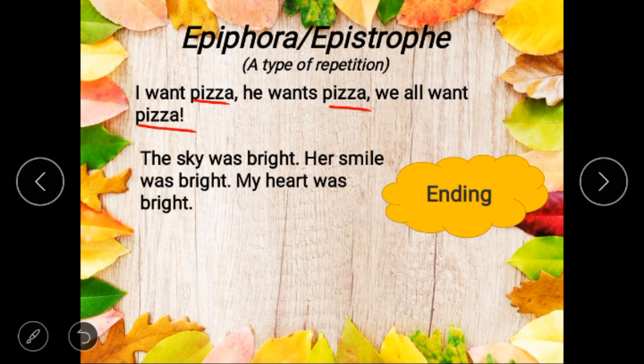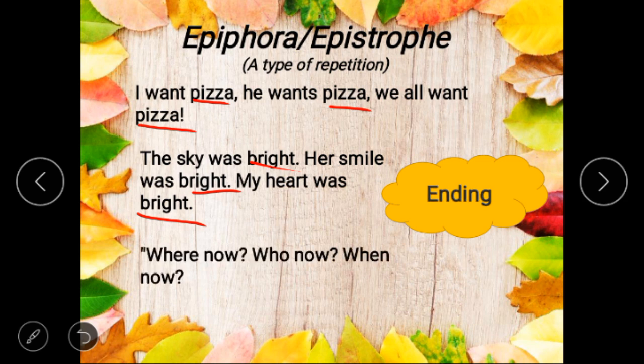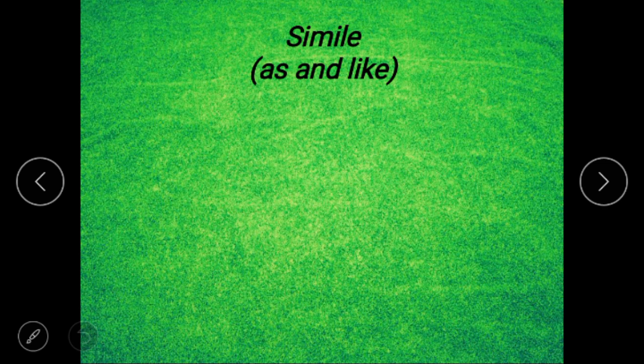The next one: the sky was bright, her smile was bright, my heart was bright, bright, bright. It's used at the end of each sentence. That's why it's epiphora. The next one is: where now, who now, when now. Now, all used at the end. Again, it's epiphora. The next one is simile.